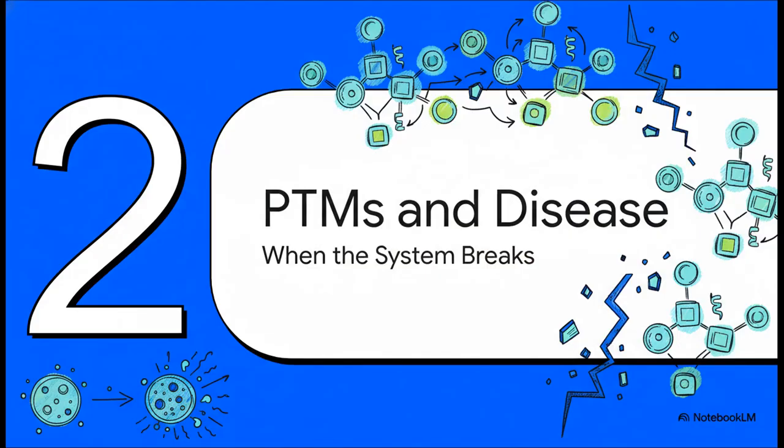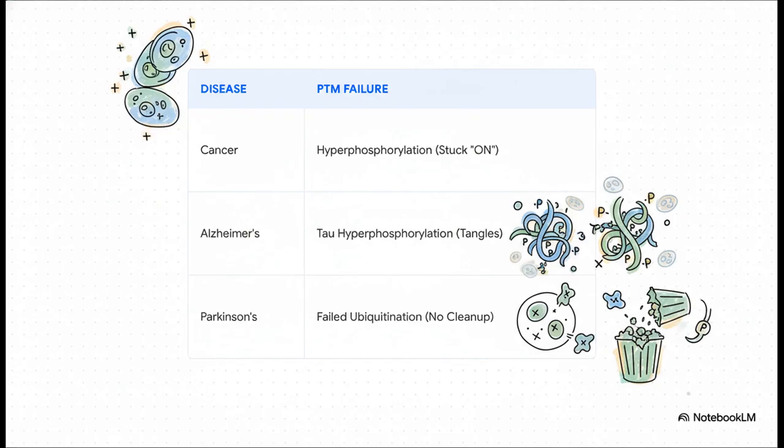And that delicate balance, it is everything. The system is so elegant and absolutely essential for our health. So you can imagine, when it breaks, the consequences are, well, they're devastating. And look at this. You can draw a straight line from these PTM failures to some of the diseases we fear the most. In a ton of cancers, the root problem is what we call hyperphosphorylation. Those growth switches are just permanently stuck on.